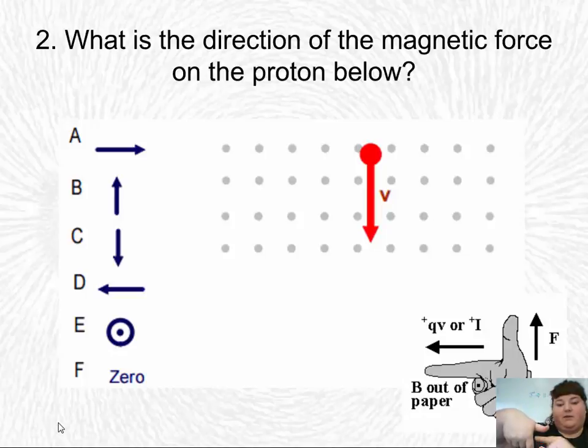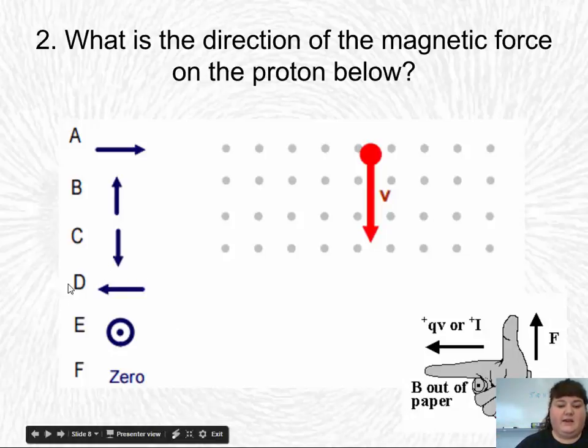My pointer finger should be downwards with velocity, and so my thumb then is pointing to the left. So answer should be D on this one. So we'd see the charge kind of move in a curved pattern like this. D.